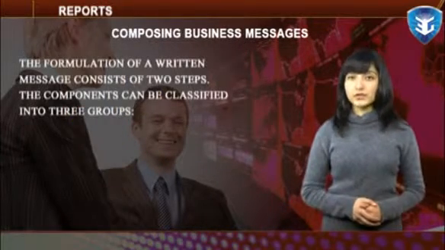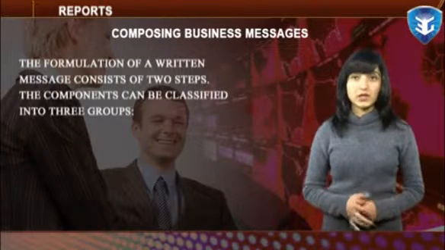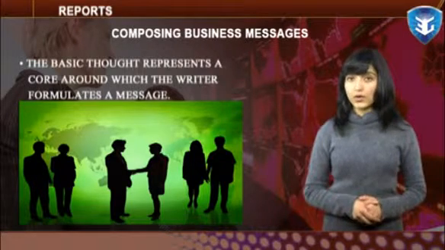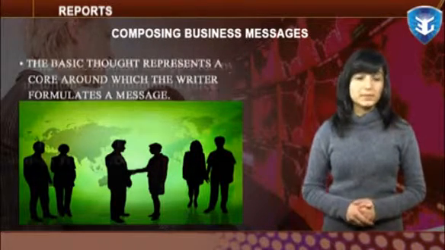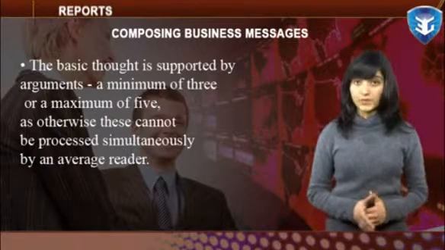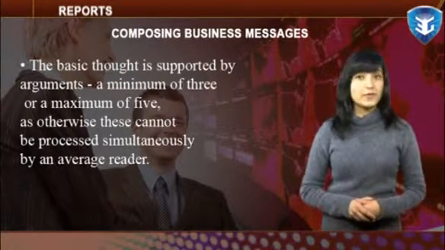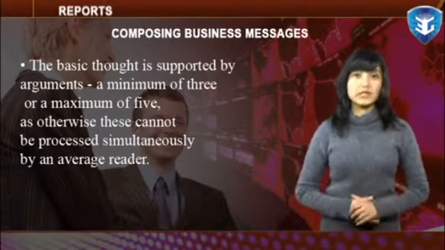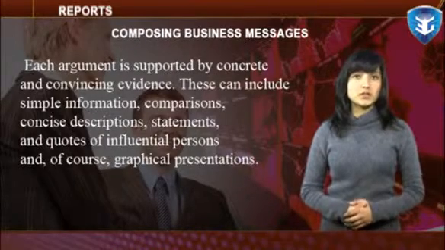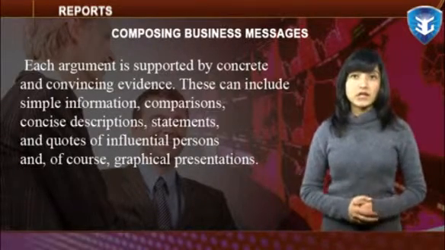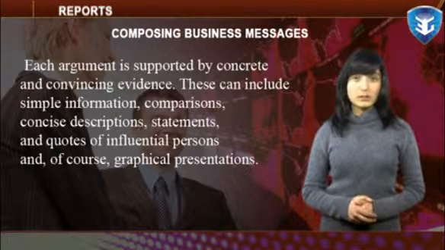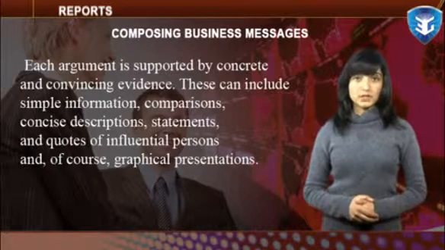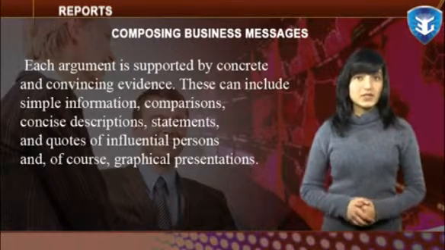The formulation of a written message consists of 2 steps. The components can be classified into 3 groups. The basic thought represents a core around which the writer formulates a message. The basic thought is supported by arguments, a minimum of 3 or maximum of 5, as otherwise these cannot be processed simultaneously by an average reader. Each argument is supported by concrete and convincing evidence. These can include simple information, comparisons, concise descriptions, statements and quotes of influential persons, and of course, graphical presentations.